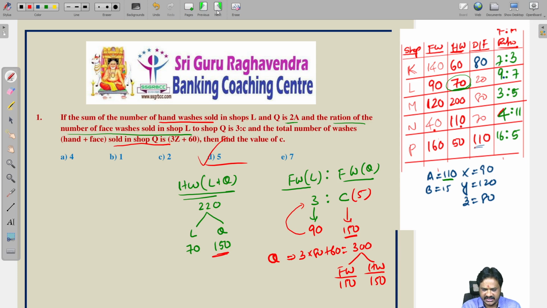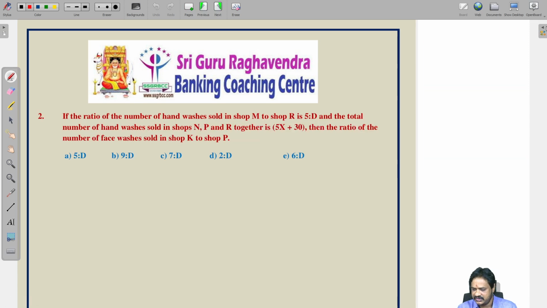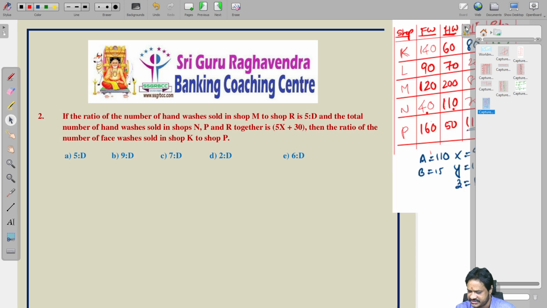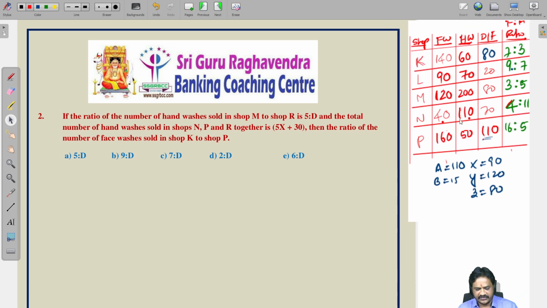Let us see the next question. There are only 4 questions under this one. Let us see the next one. If the ratio of the hand wash sold by M to R is 5:D and the total number of hand wash by NPR together is 5x plus 30, find the ratio of the face wash sold by K to P. Here we have to find the ratio of the face wash sold by K to P.